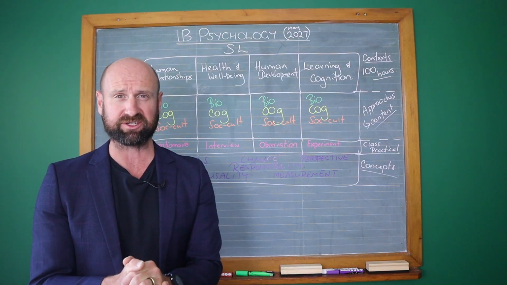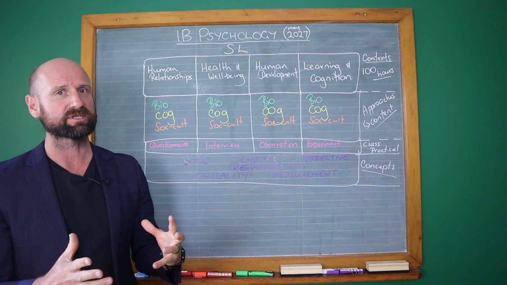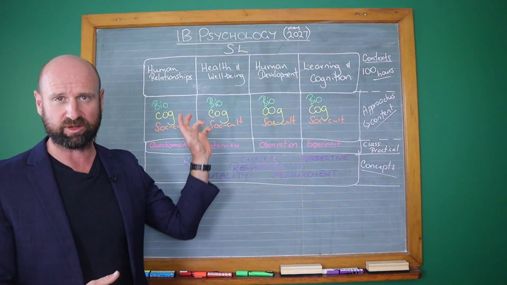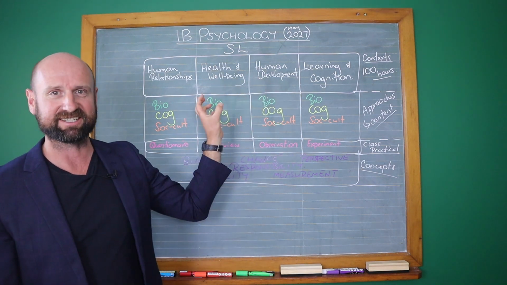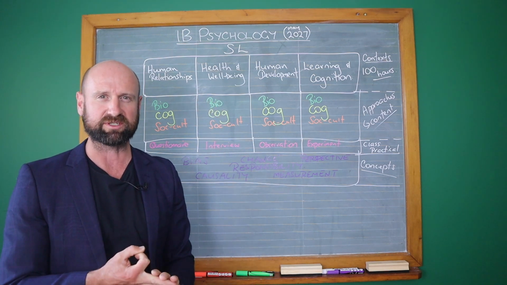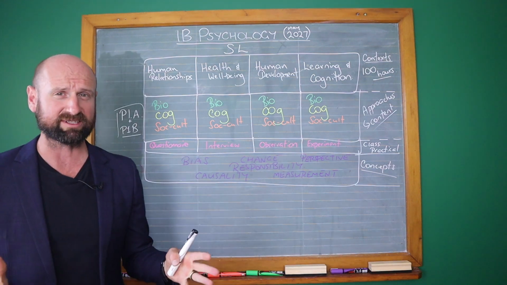All right, I hope you're with me so far, because here's where it gets a little squirrely, and this is going to be the biggest curveball, I think, with this new guide: the concepts. Underlying all of this content for the approaches and the contexts are these 6 concepts: bias, perspective, responsibility, change, measurement, and causality.